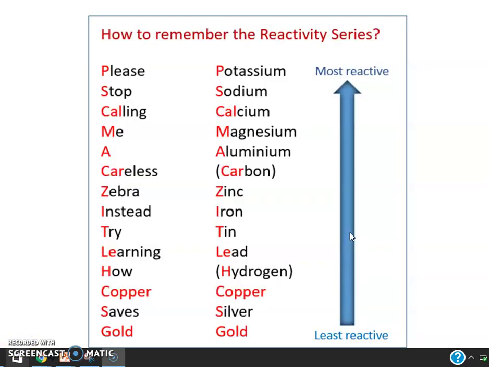And this is another way of remembering the reactivity series: Please stop calling me a careless zebra, instead try learning how copper saves gold. Here we have more metals compared to the earlier mnemonic that we learned. Here we have also included carbon, tin, lead, hydrogen into the reactivity series. So by remembering this sentence, it will be easier for us to write down the arrangement of metals based on their reactivity.